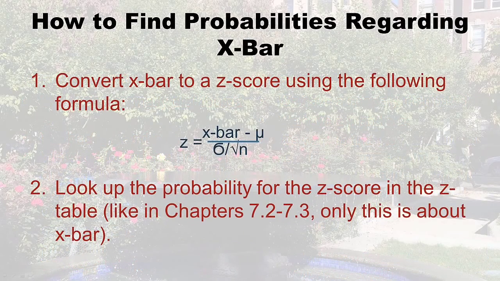All right, now that we're reminded of what we're doing, we'll just explain how to do it. Let's say you have an n, and you grabbed your n and got an x bar. You can convert the x bar to a z-score using this formula, where of course you have to be told the population mean and the population standard deviation, but then you'll have your x bar and your n, so you can do the whole equation. Then you'll get a z. What do you do with the z? You look up the probability for the z-score in the z table, like in chapters 7.2 and 7.3, only this is just about x bar.